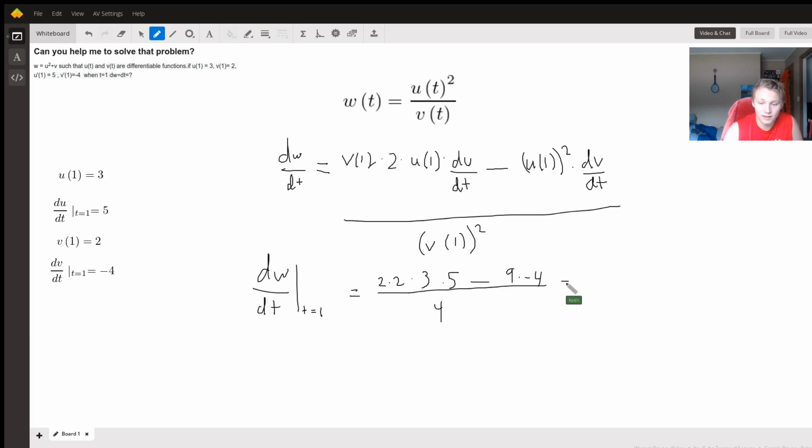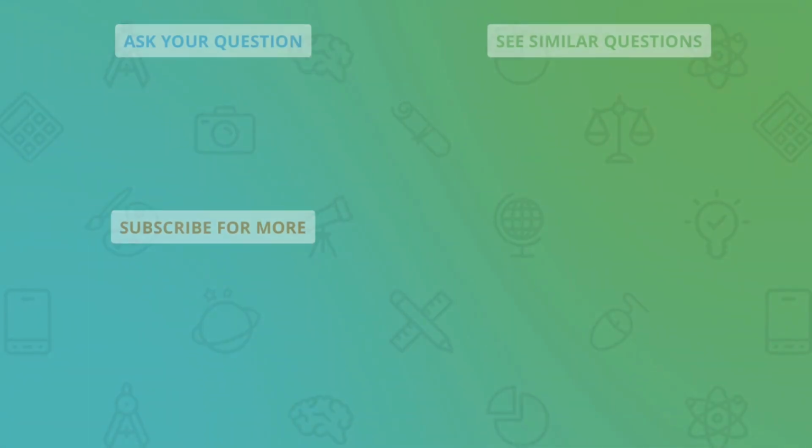And now we can simplify this a little further. This is 4 times 5 is 20 times 3 is 60. 60 minus a -36 is 60 plus 36 is 96 divided by 4. Doing this in our head, that is 1 multiple of 4 fewer than 100, so it's 25 minus 1 is 24, and that is your answer.